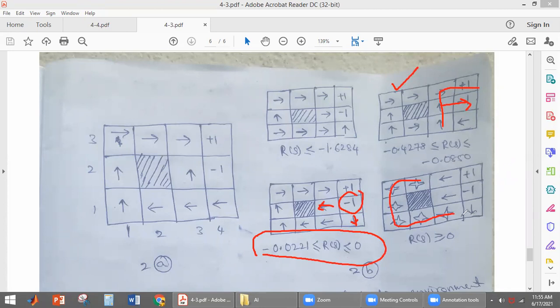Okay. So if you observe, the reward in these three cases is finite, whereas in this case it is infinite. If the reward is finite, then it is called a proper policy. So these are the three examples of proper policy. Proper policy means the reward value is finite. This is the example of an improper policy, because the reward value is infinite.